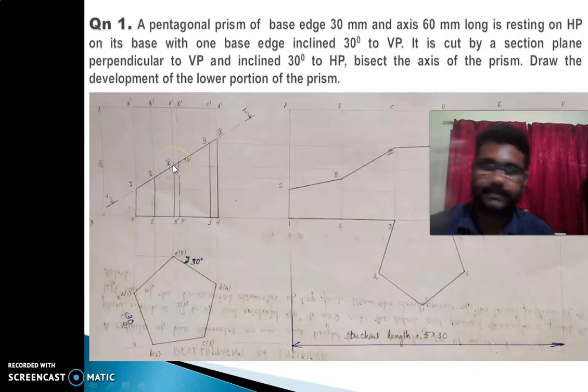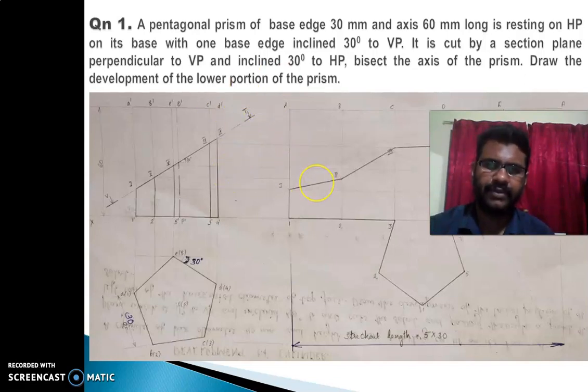Then we are going to develop the given solid. Here we have to develop only the lower portion of the prism. There is no need to develop the upper portion, so that portion should be represented using thin lines. Also, there is no need to transfer the section points to the corresponding edges in the top view, because here we are going to develop the portion and we are not going to draw the sectional top view of the solid. So just develop the solid in this particular case.